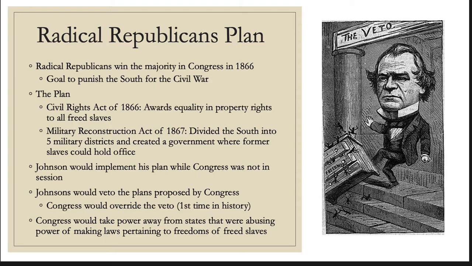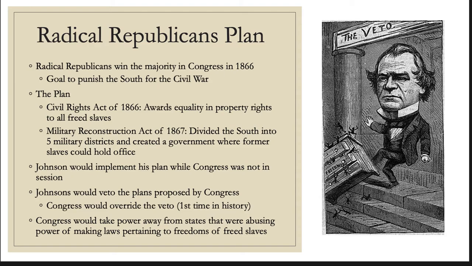Johnson's going to veto the proposed plan by the Radical Republicans, that Civil Rights Act, the Military Reconstruction Act. He's going to veto that. But because the radical Republicans had the majority in Congress, they're going to override that veto. And this is the first time in history that Congress had used the power to override the president's veto. So you can see how at odds the radical Republicans were with Johnson, who was a Republican.